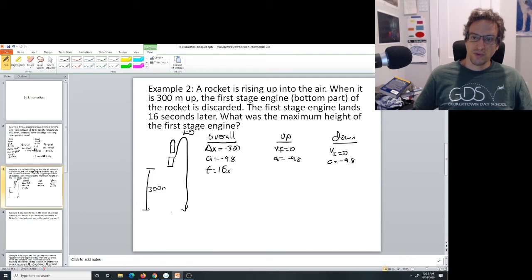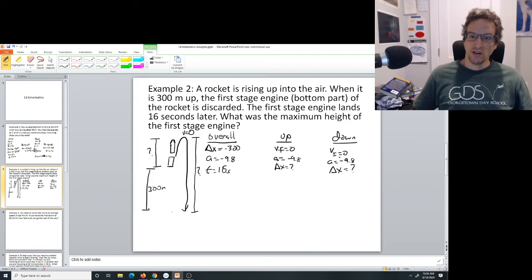Okay, so what do we do with this? I want to find this point right here, and the way I need to do that is to find this distance. This is what I'm looking for. If I can find that, I just add 300, or I could find this whole distance here. Either one of those. Now notice those are only related to either this, the change in x for up, or this, the change in x for down. So I need to find this or this, but I only have two pieces of information. How can I get a third piece of information for up or down?